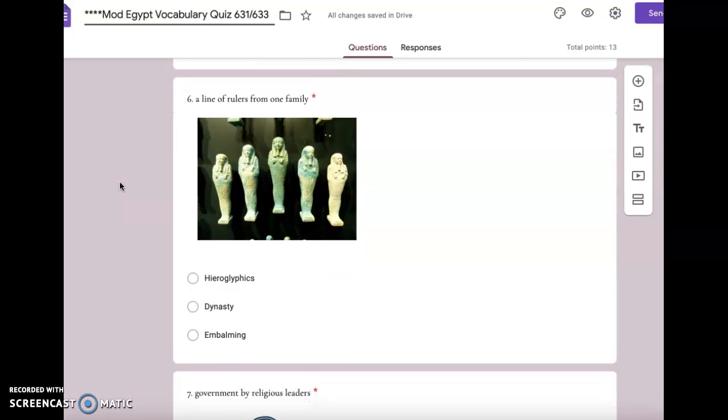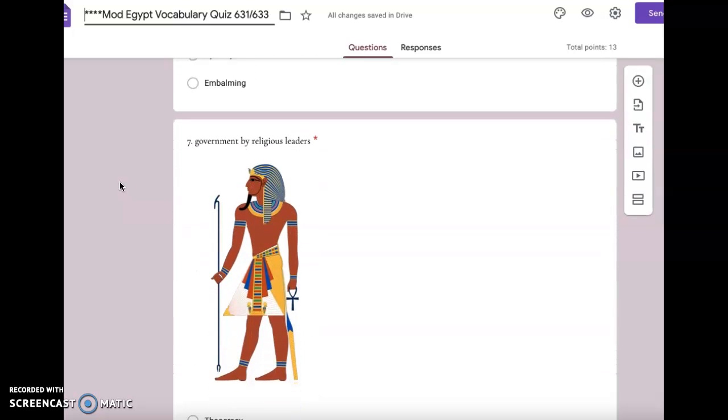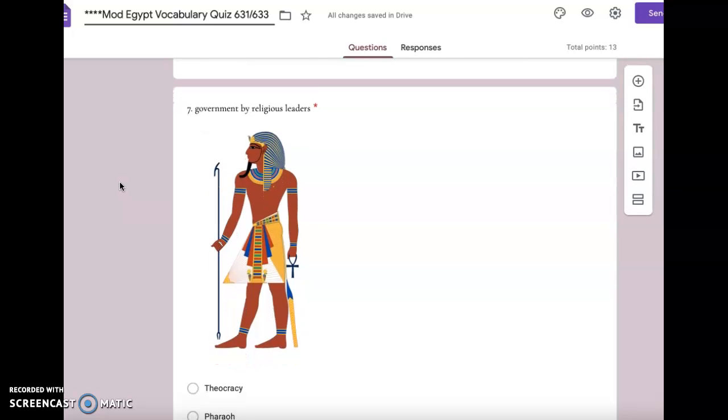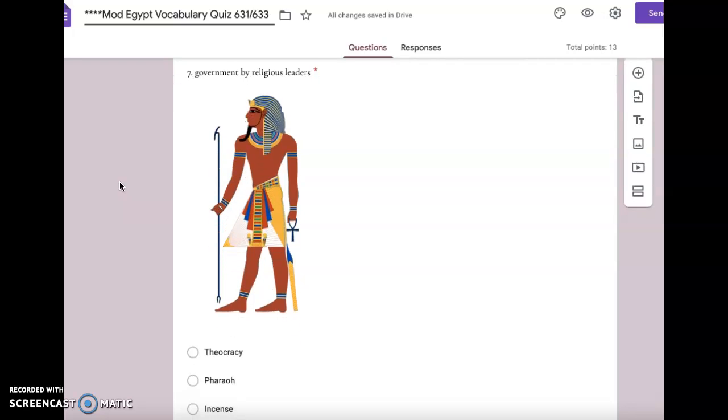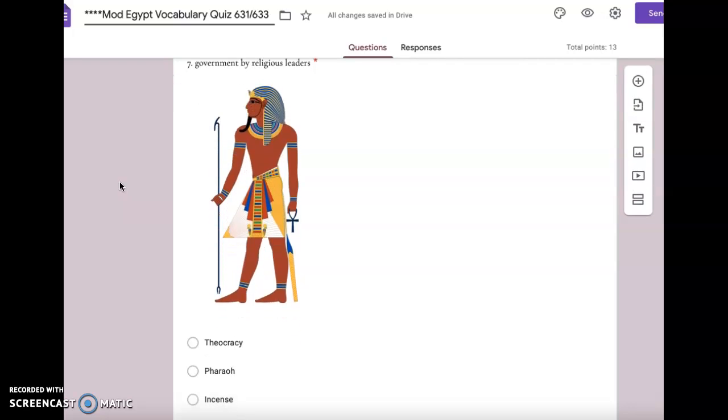Number 6. A line of rulers from one family. Hieroglyphics, dynasty, or embalming. Number 7. Government by religious leaders. Theocracy, pharaoh, or incense.